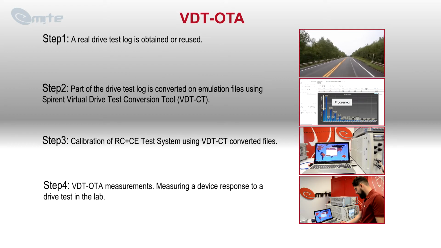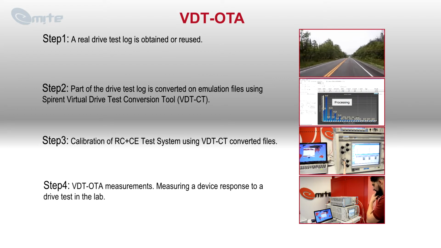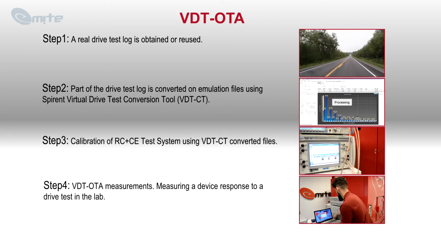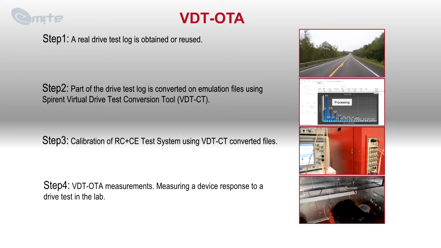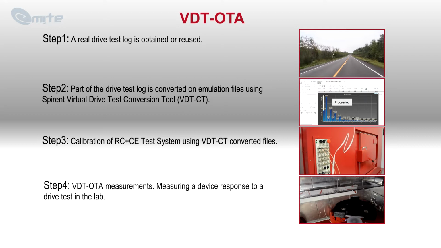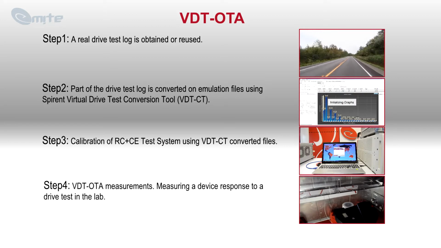4. VDT-OTA measurements can be performed for any wireless device in the lab. Once the VDT-OTA test system has been calibrated for a specific drive test, the user can run a new measurement to verify that the results will be very close to those obtained in the drive test, and from there, test any new device response to that same drive test.